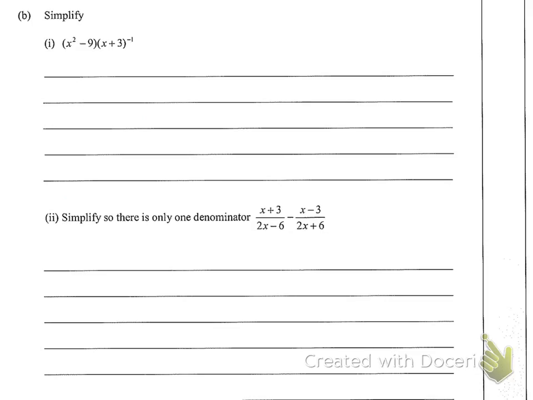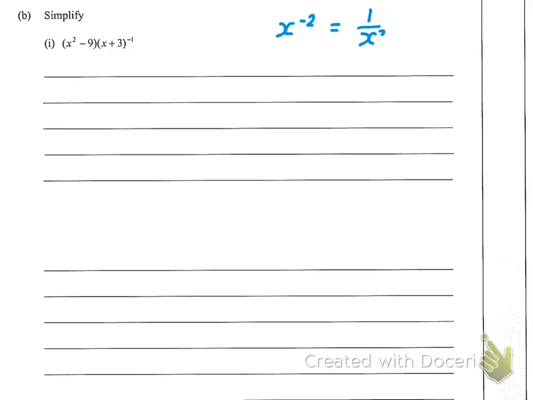Here's a merit question. For this one here, remember we're going to apply the negative power rule, so that when you have x to the negative 2, it's 1 over x squared. So bring that x plus 3 down to a denominator, and that negative 1 disappears and becomes positive 1. So we have x squared minus 9 at the top, and this one here becomes x plus 3.